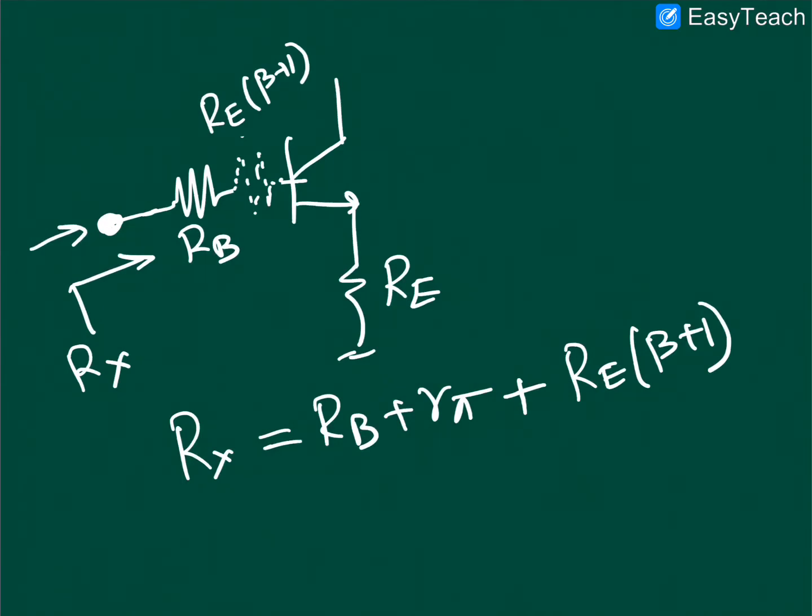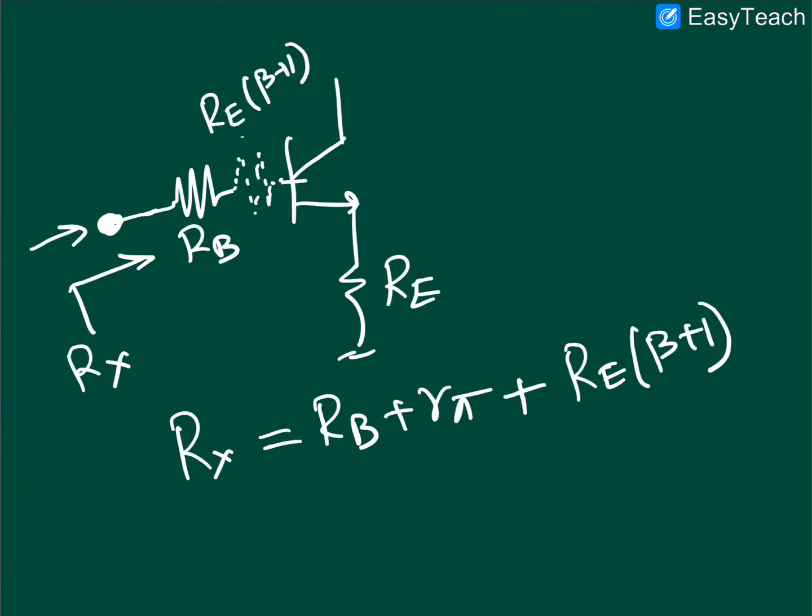So any resistance at the emitter terminal is reflecting back to the base terminal as a very high resistance because of this factor beta plus 1, and any resistance in the base terminal, say Rb, is reflecting back to the emitter terminal as a small resistance because of the factor 1 by (beta plus 1), because beta is very large. So this thing you have to remember.